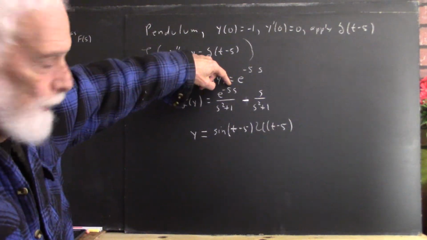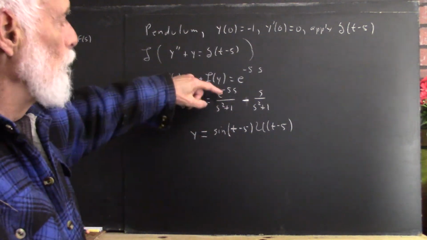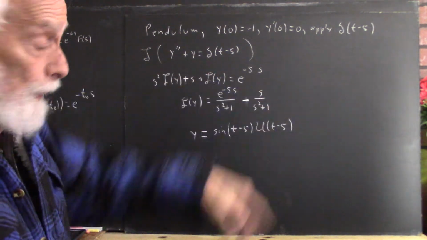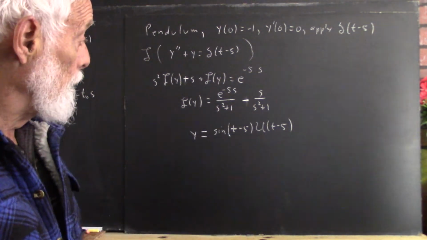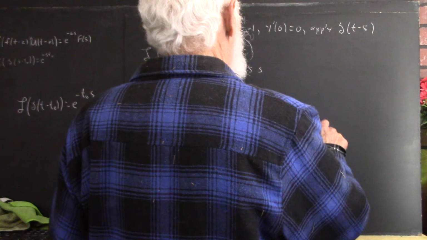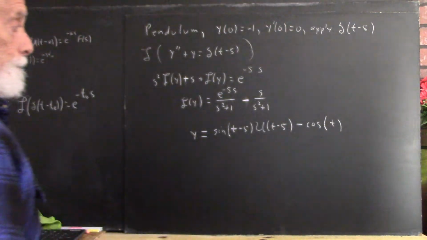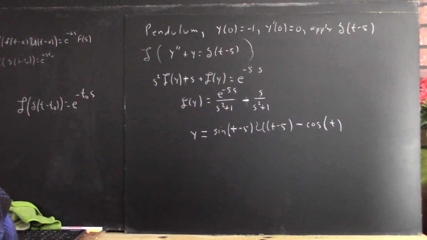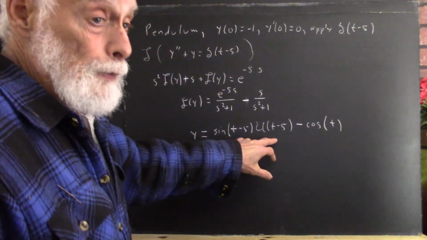By this shift, you can see this is going to be the sine of t, since 1 over s squared plus 1 would be the sine. This shifts the graph 5 units to the right. So we have sine of t minus 5, u of t minus 5. Then it's going to be minus the cosine of t. Okay, well, that doesn't present a big problem. It's just that you have a different shift here.